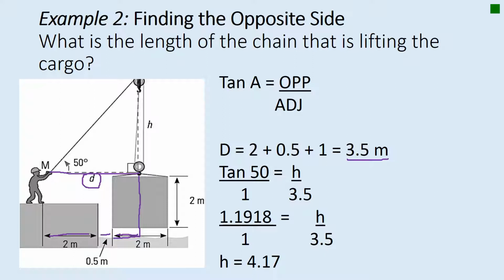Okay, so then I have tan 50 is equal to my opposite H over my D, which is 3.5. Tan 50 is 1.1918. And so then I can just cross multiply here and get H is equal to 4.17. So that one's a little bit of a tricky one. So hopefully you got that. If not, please ask.